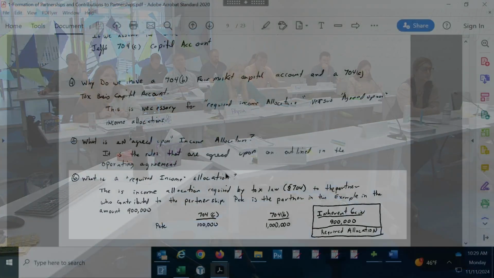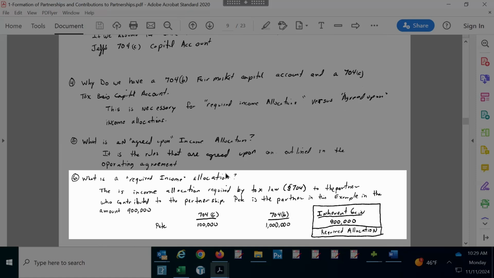What is a required income allocation? This is income allocation required by tax law, 704, to the partner who contributed to the partnership. Pete is the partner in this example with the amount of 900,000. Again, this might seem elementary based on what I've just said, but if I throw a fact pattern up on the board and set you loose, I guarantee mayhem will ensue. So that's why we're going to keep going over this multiple times from multiple different angles.